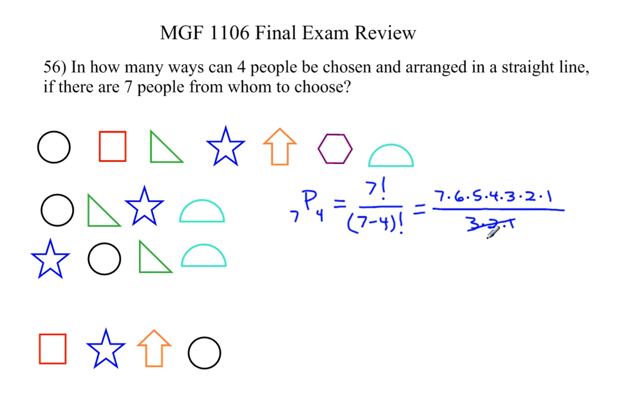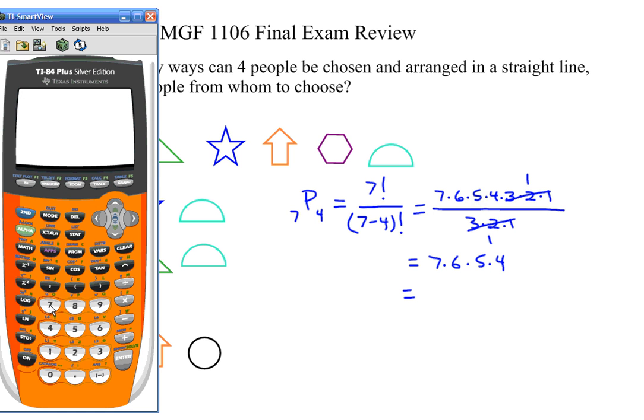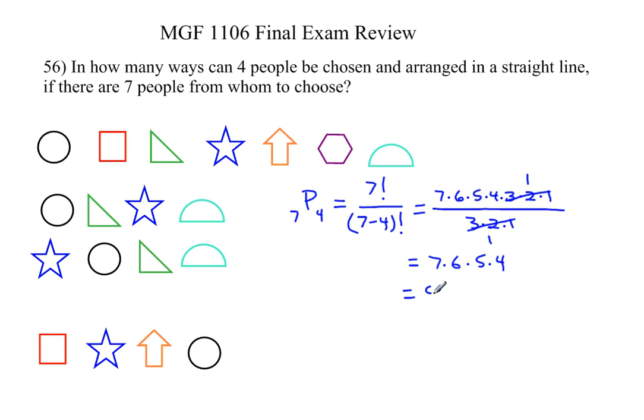You can see this cancels with this in the numerator, and I'm left with 7 times 6 times 5 times 4. Letting our calculator do that for us, that product is 840. So there are 840 different arrangements of 4 people if we choose from 7.